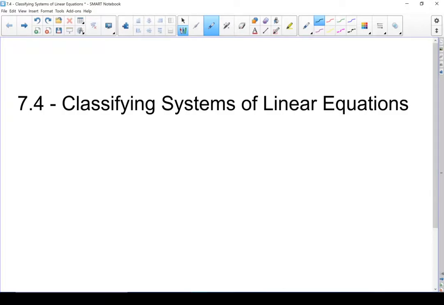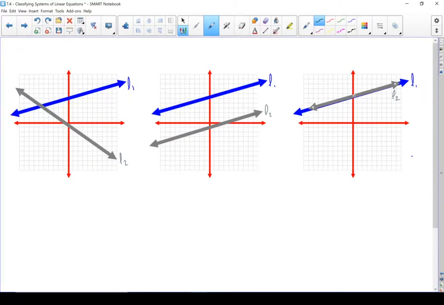7.4 Classifying Systems of Linear Equations. When it comes to linear equations, we basically have three types of systems we need to worry about. The first one is consistent independent. In this system, we've got two lines that cross.